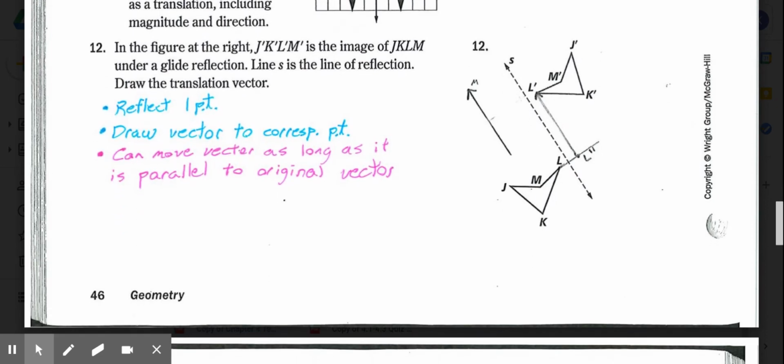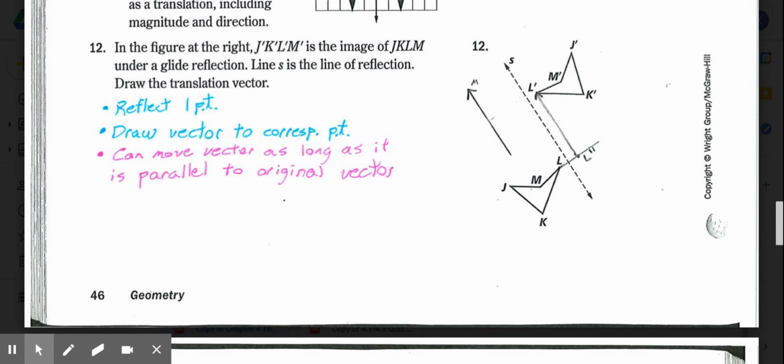Number 12 says in the figure at the right, J prime, K prime, L prime, M prime is the image of JKLM under a glide reflection. Line S is the line of reflection. Draw the translation vector. So here's the easy way to do this if it's a glide reflection. If it was just a translation, we could just connect corresponding points and be done with it.